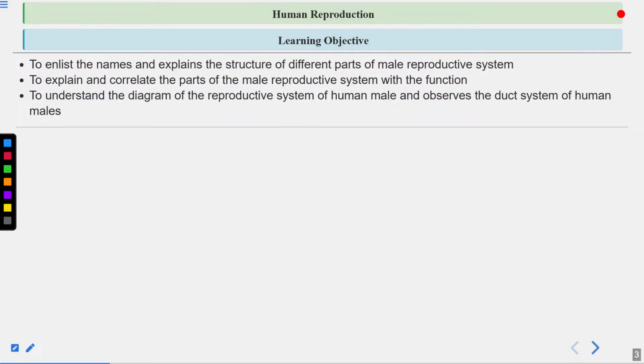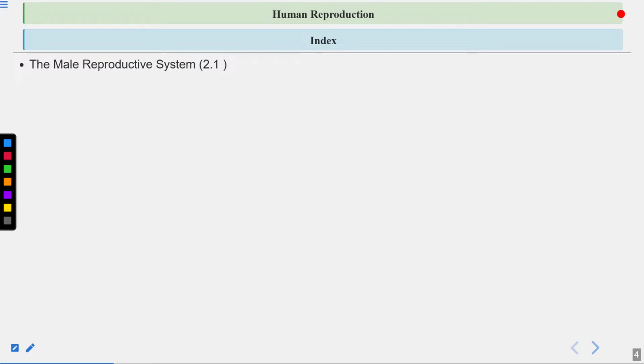Now, we will understand the male reproductive system with the help of a diagram, and we will observe the duct system of the human males, means the accessory duct system. We'll talk about what is the function of this duct system in the male reproductive system. Okay, so we will be talking about the male reproductive system in this lecture, and in the end we will summarize this entire lecture. We'll talk about the main points regarding the male reproductive system.